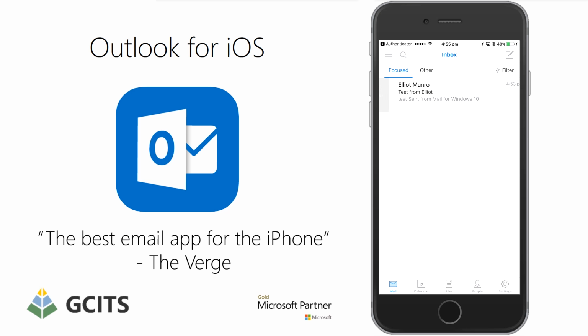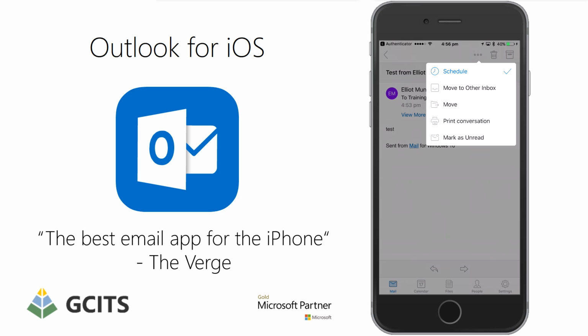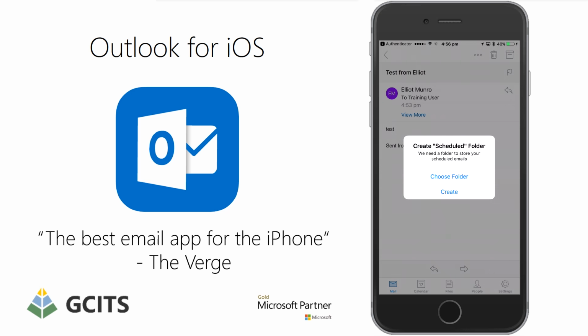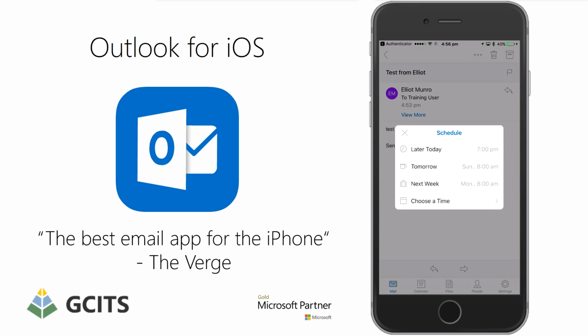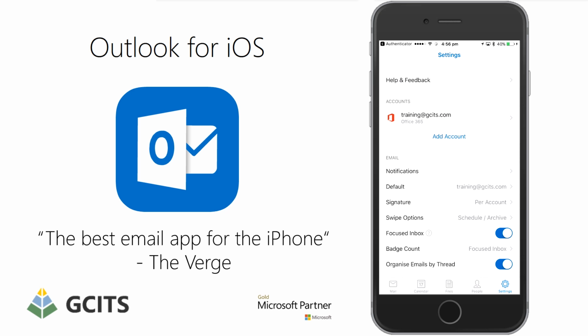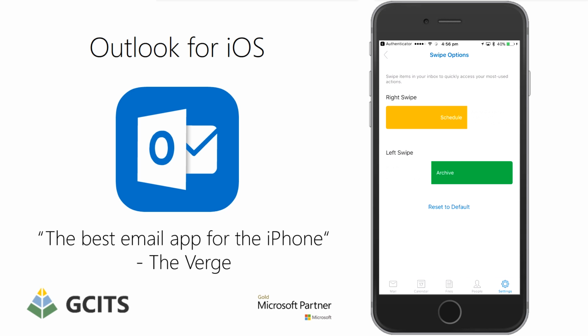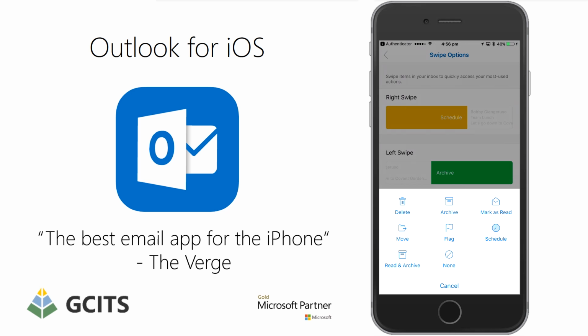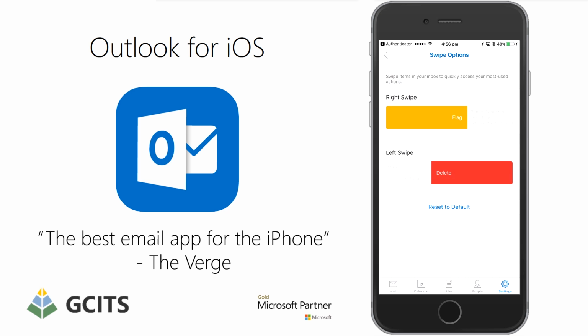Now these actions are the swipe actions, Archive and Schedule. Let's have a look at Schedule in a little bit more detail. You can open up an email and you can schedule it so that email will disappear for the time being and then remind you about it later on, and you can set when that reminder is. Now you can also customize what these swipe actions do. If you go down to Settings and then Swipe Options, the defaults are Schedule and Archive, but you can do a lot more. So I usually change my right swipe to be Flag and my left swipe to be Delete.